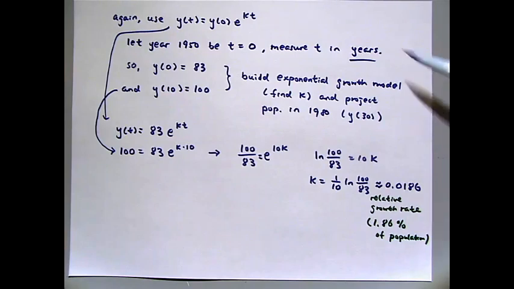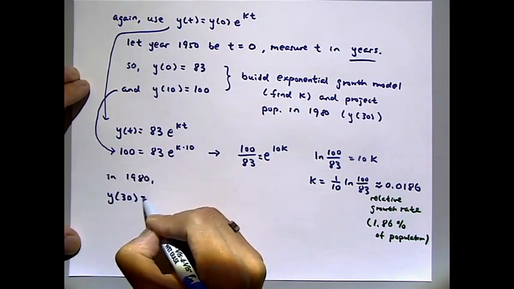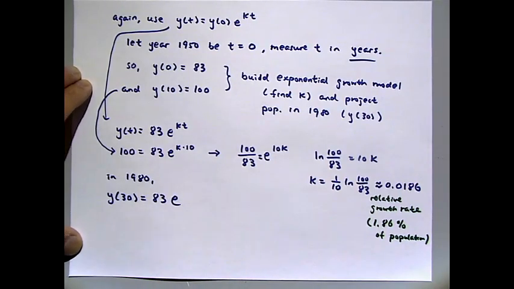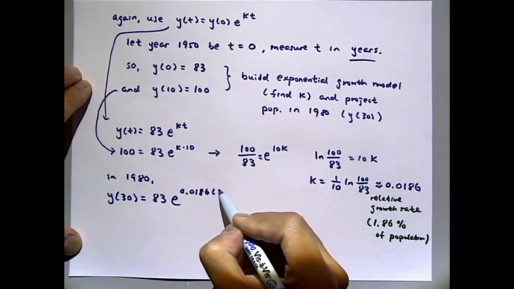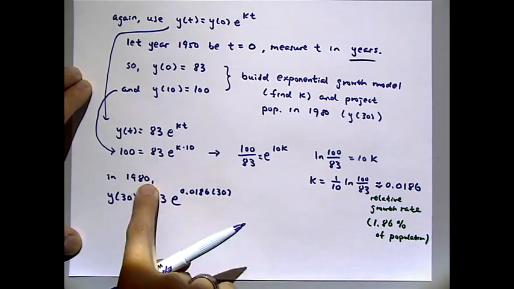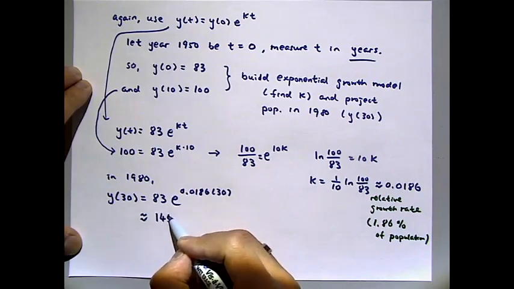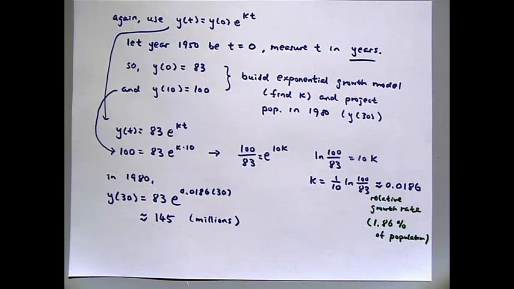Okay, now we can project what's going to happen in 1980, that's 30 years later, using this equation right here: 83 times e to the k. In the last example, I did something different with the k, and the equation turned out to be different. It's entirely equivalent to simply using that number for k. It's just a preference, really. So 83 e to the k times t, 30 years. And this turns out to be 145, of course, measured in millions. Okay, exponential growth projects 145 million.